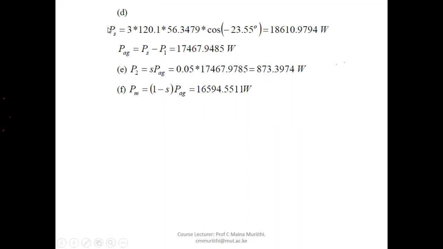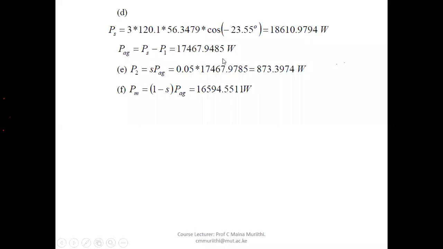So how much power is being generated on the stator side? It is 3 multiplied by the phase voltage, the current, and the power factor, and we get 18,610.9794 watts. So the air gap power, that is the power that will cross from the stator to the rotor, must be what is generated in the stator minus what is lost in the stator.